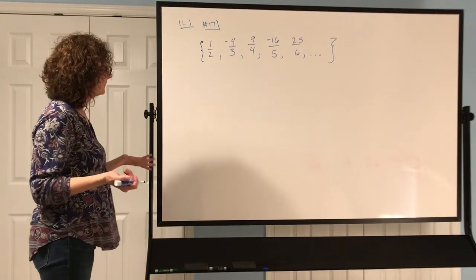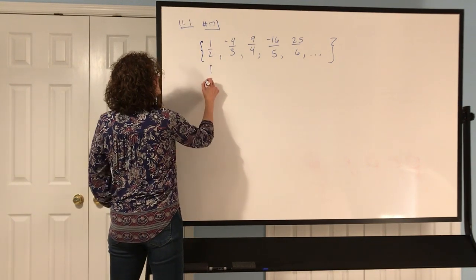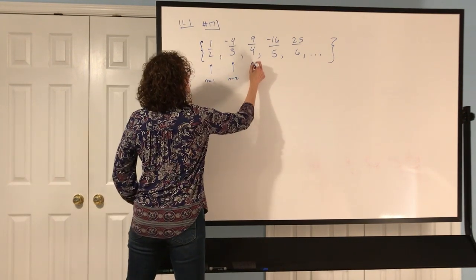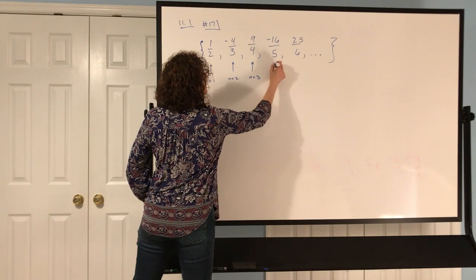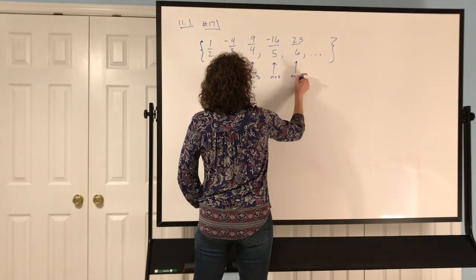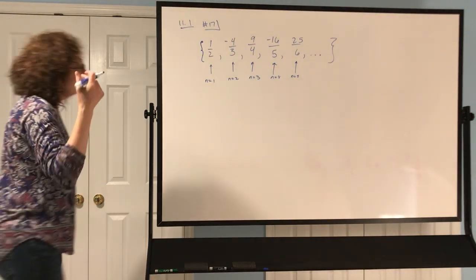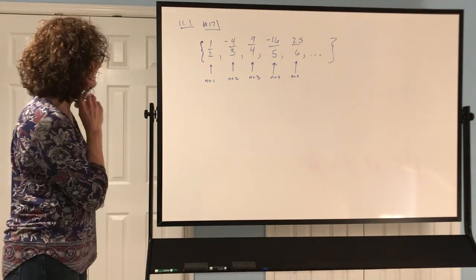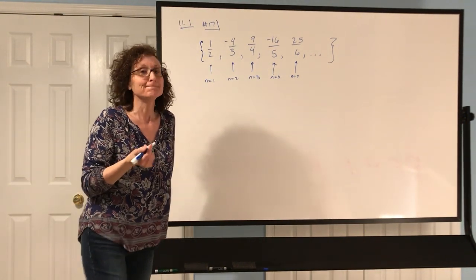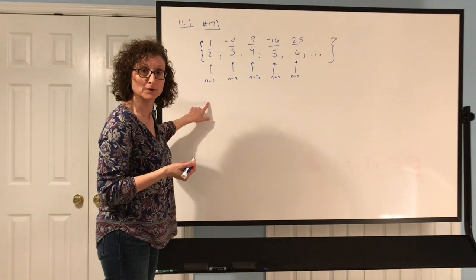So, let's think about this. This is what we're given. What do we know? We know that this term is associated with n equals 1, this one with n equals 2, this one with n equals 3, this one with n equals 4, and this one with n equals 5. So we start to look: what looks easier, the numerators or the denominators? Good. The denominators look a little bit easier to relate to this number, right?